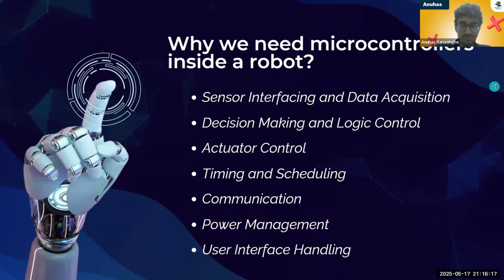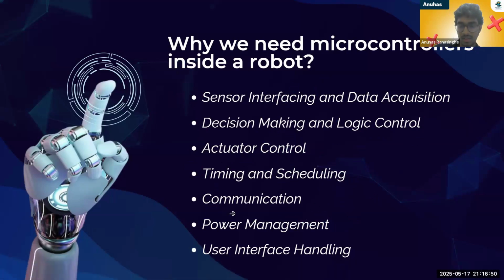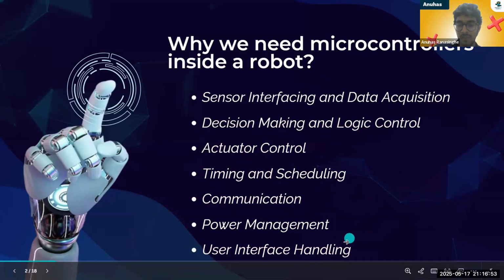When we are developing a robot, we need a lot of sensors, and another thing is we have to make the decision flow accordingly, and we have to control logic as well, and the actuators, servo motors, and other things. We have to control them according to the input given by the sensors. And timing and scheduling: we have to schedule the tasks that should be done by the robot in an ordered manner. Another thing is communication, right? Bluetooth communication, Wi-Fi communication, and everything, and power management and user interface handling.